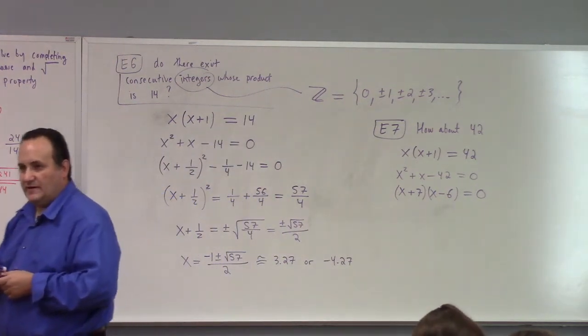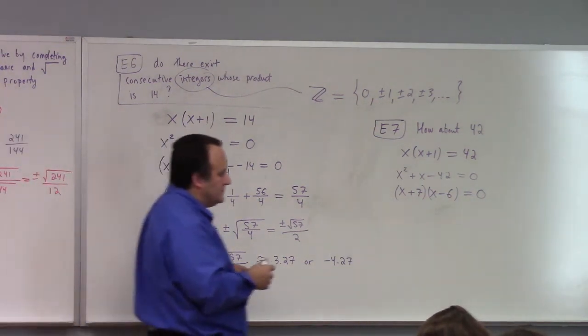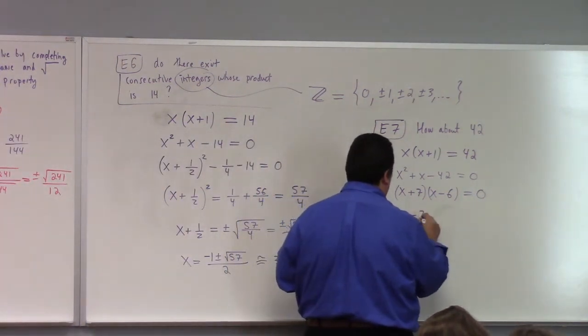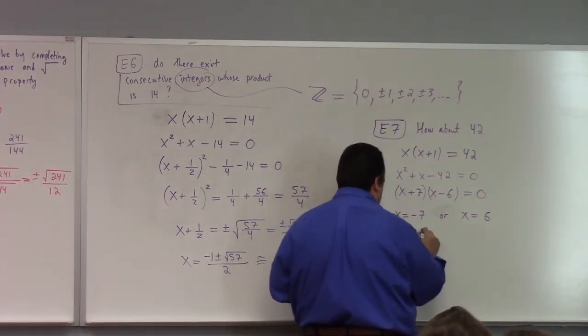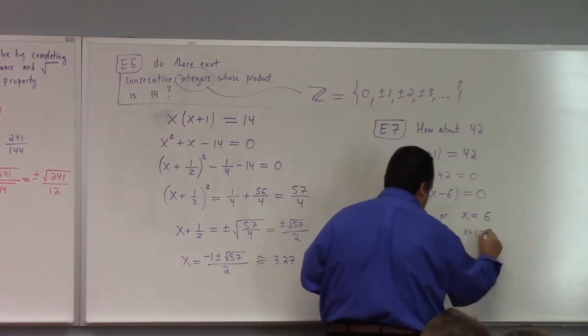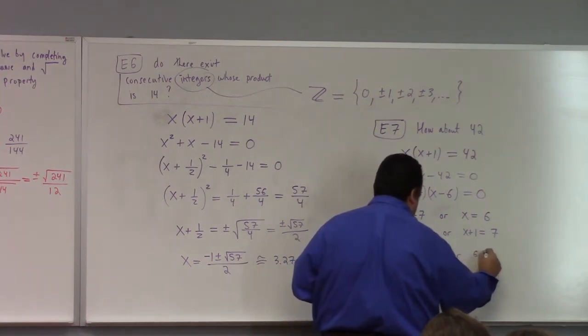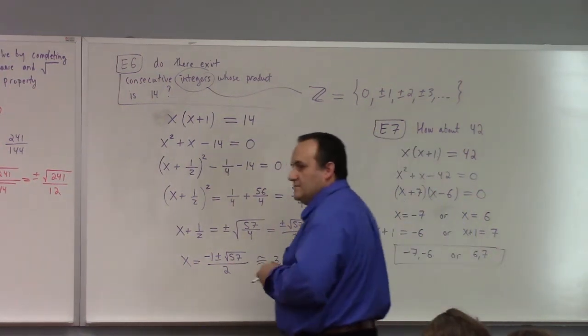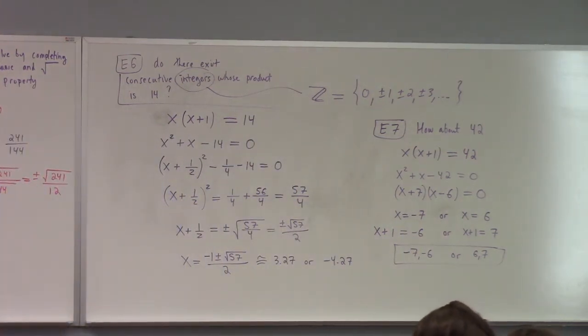In contrast to my ugly problem, which helped us gain more experience on completing the square, this one, we can factor. Woohoo! And the answers are x equals minus 7 or x equals 6. That makes x plus 1 equal to minus 6 or x plus 1 equals 7. See, so the answers are minus 7 and minus 6 or 6 and 7. There are two answers. And everybody thinks of the 6 and 7, right? But fewer people think of the -7 and -6, right? But those are also consecutive integers.